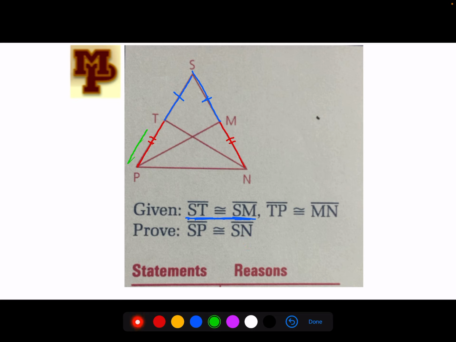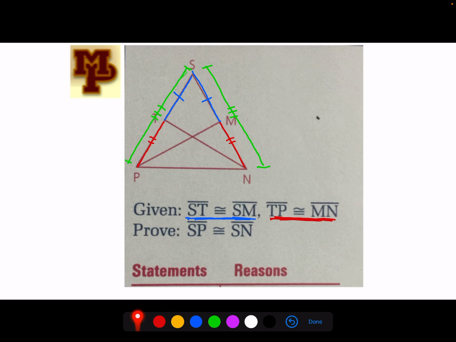So SP is the full segment here, this green segment, and SN is this other green segment on the other side, the full thing as well. So they want us to prove that those two green segments are congruent. Now, the first two are given statements. So ST and SM are congruent, and then the second two are also within our given statements, so TP is congruent to MN.